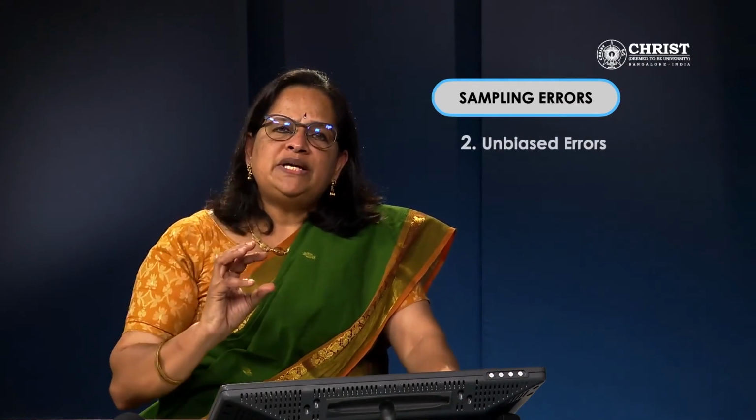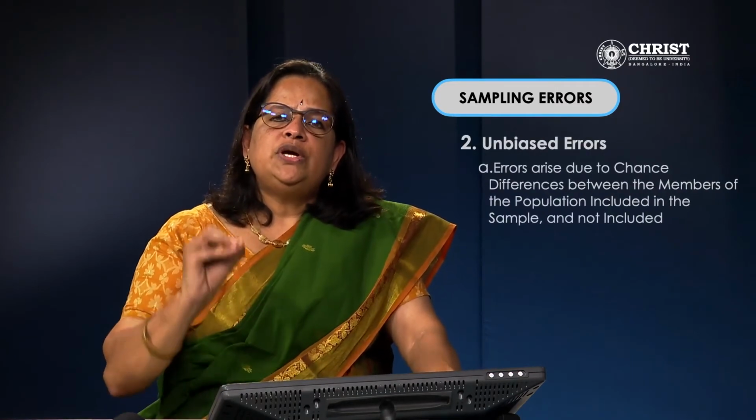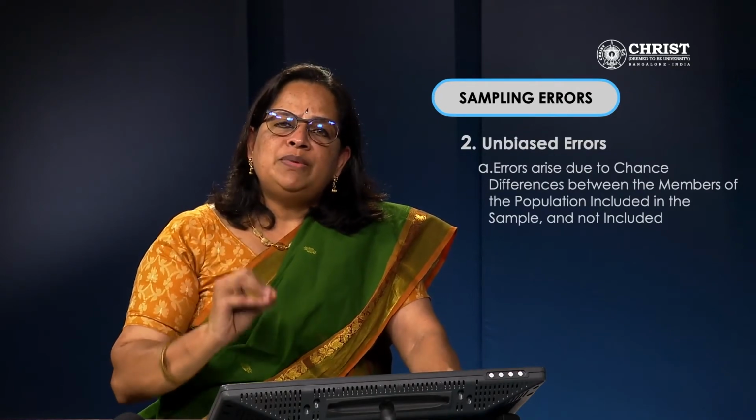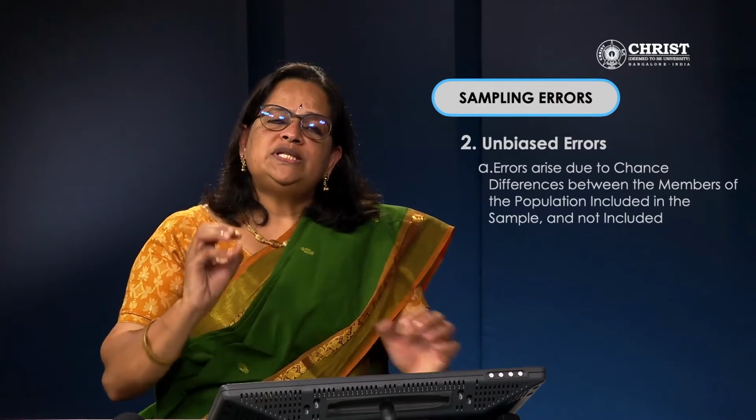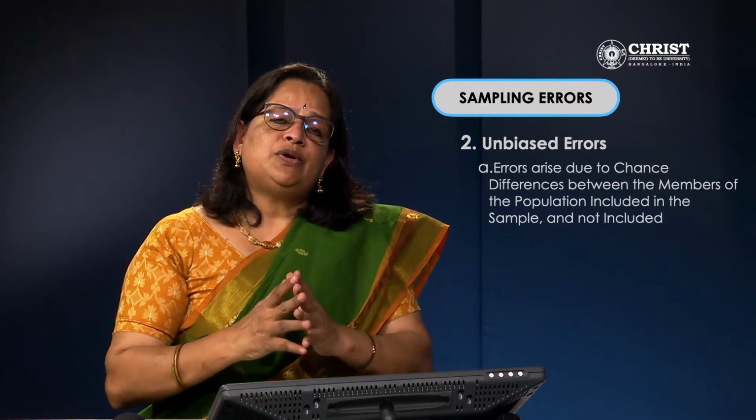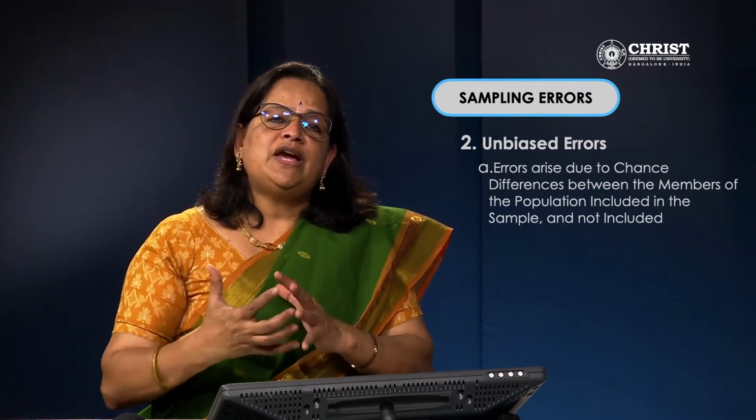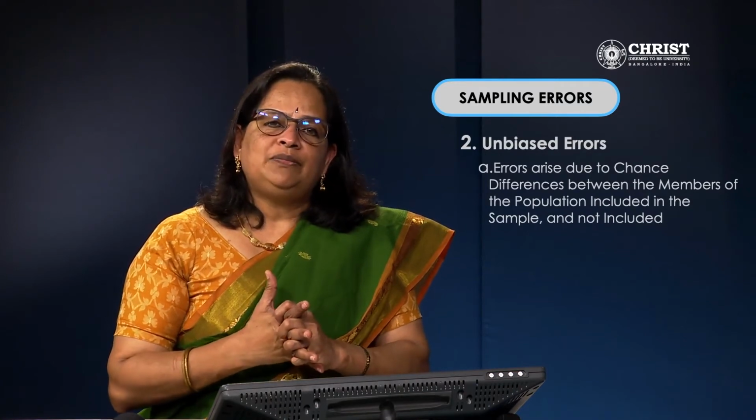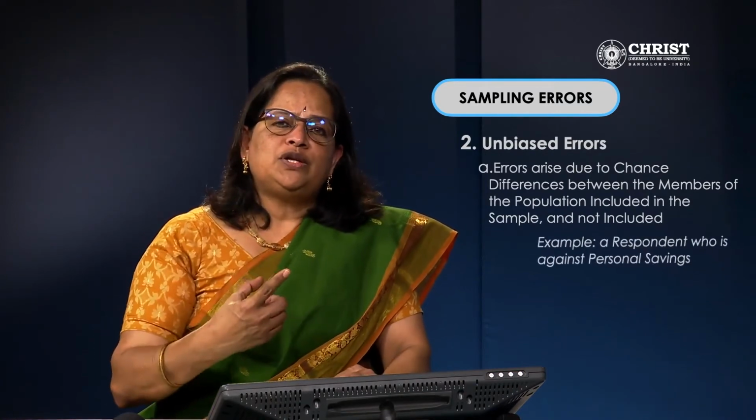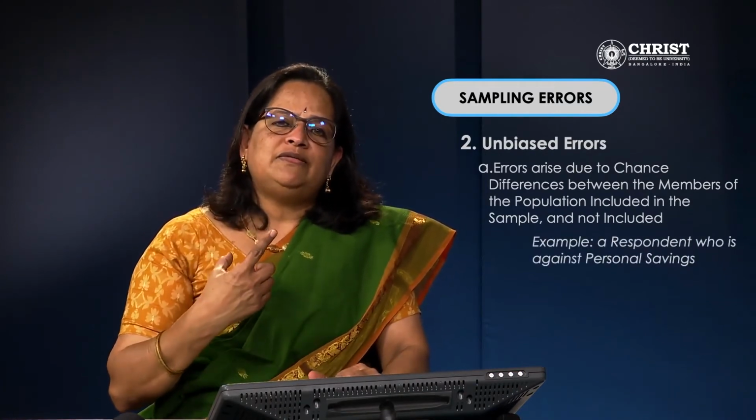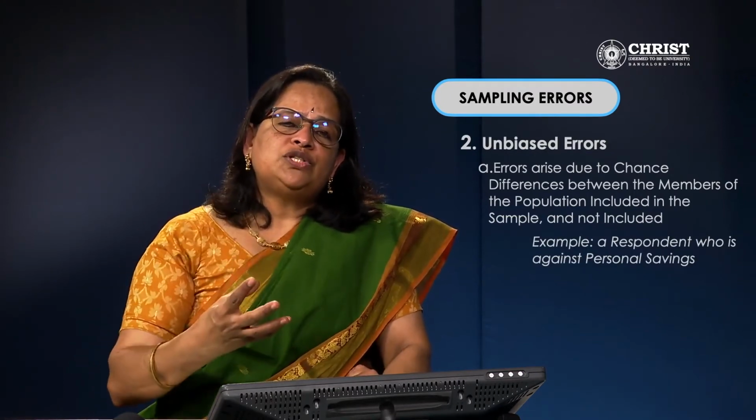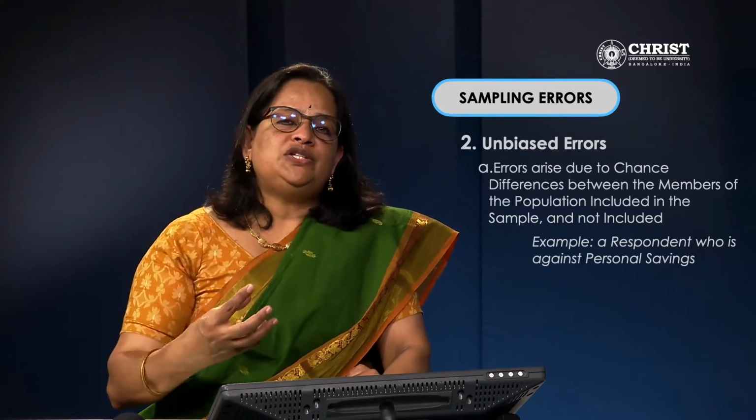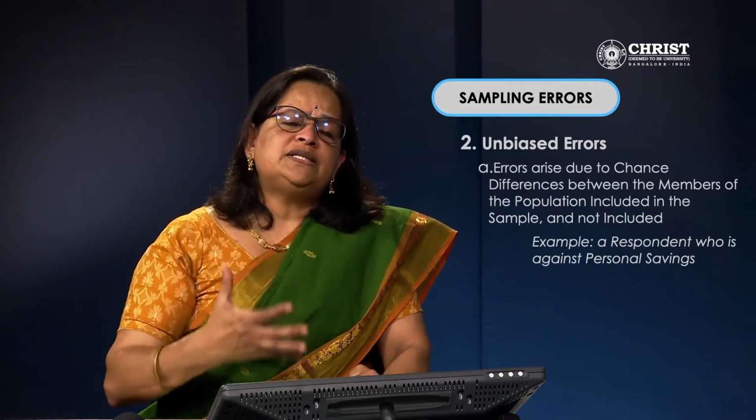Next one is unbiased errors. These errors arise due to chance differences between members of the population included in the sample and not included. I told you that I was doing research for my PhD about the saving habits of households in Kerala. I came across one respondent who is completely against personal savings. His view was that the government has to provide social security in his old age, and he was completely against the saving concept.